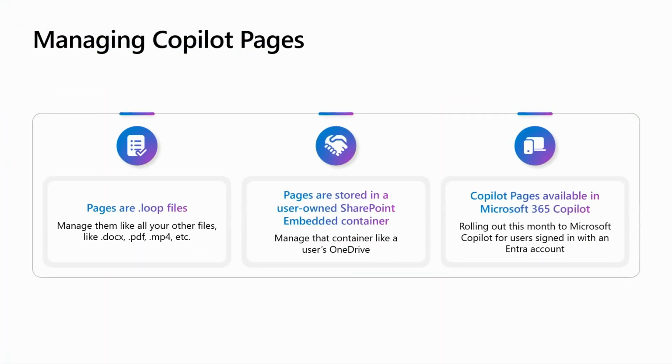Now, we've seen how pages work. We've seen some new features that are coming soon. I want to wrap up by telling you a little bit about how you can manage pages in your organization. First off, pages are just .loop files, so you can manage them like your docs and PDFs and all your other files. They'll surface in search results across the M365 ecosystem, and they'll appear in your recents list as well as the Pages module in the M365 app. And if you're a Loop user, they'll also appear in the recents list in the Loop app.